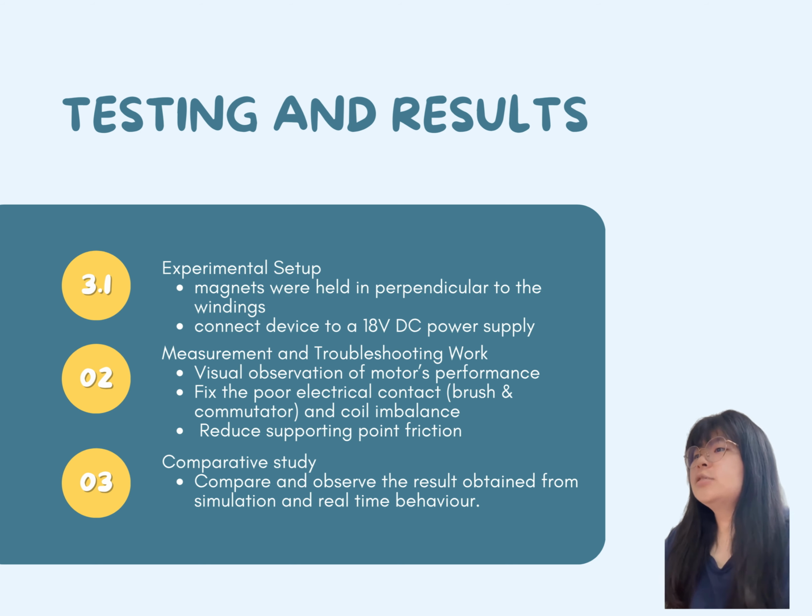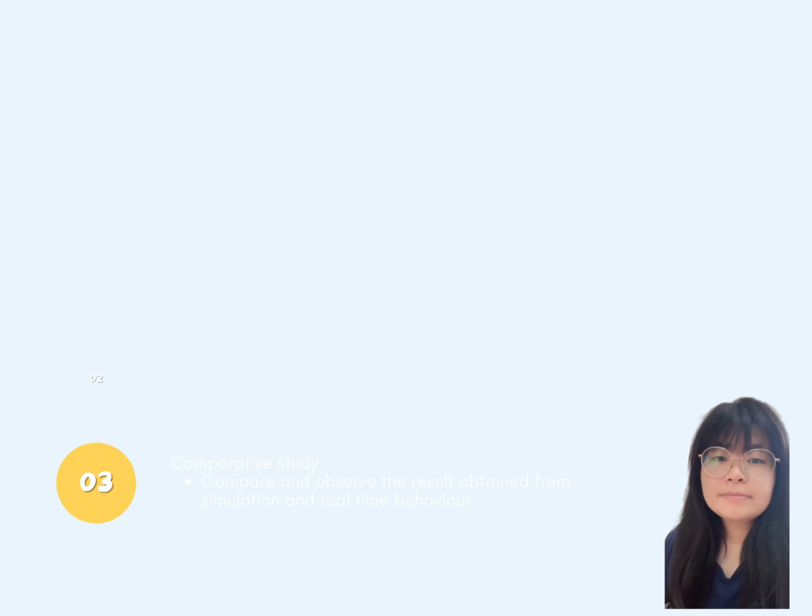The third part is comparative studies. Through the MATLAB simulation, the results obtained show the expected behavior for torque and speed. Meanwhile, the visually observed motor behavior also roughly matched the simulation trends. Though no quantitative validation could be made for the motor speed evaluation.